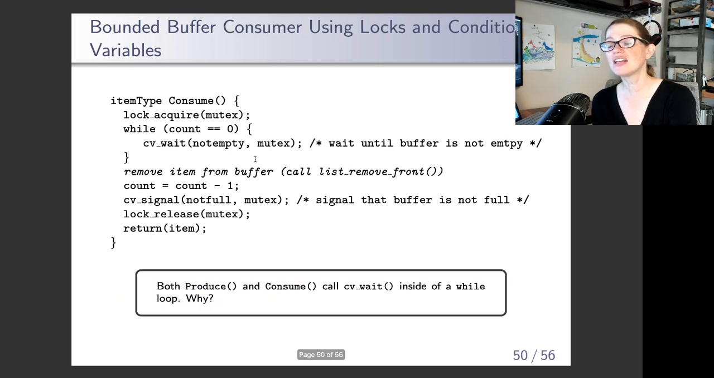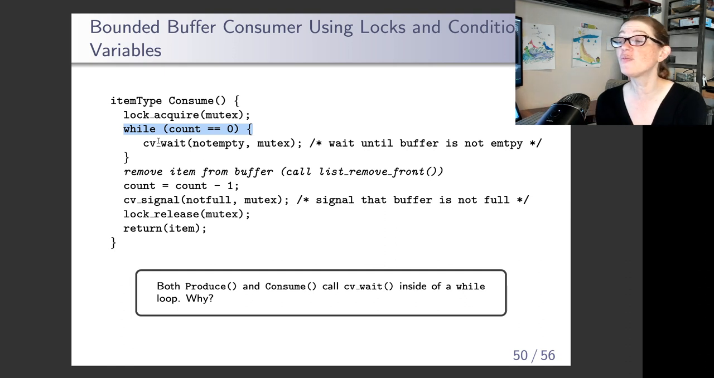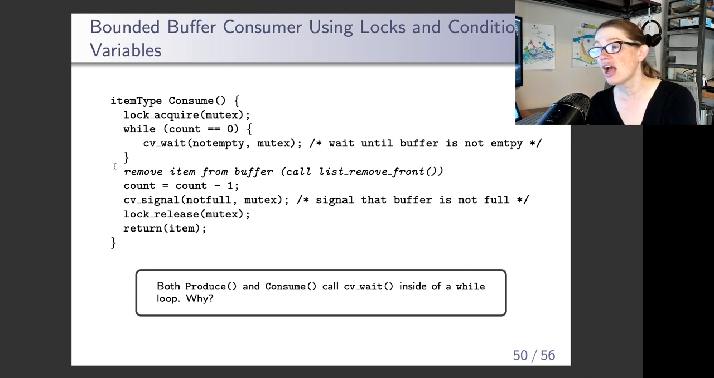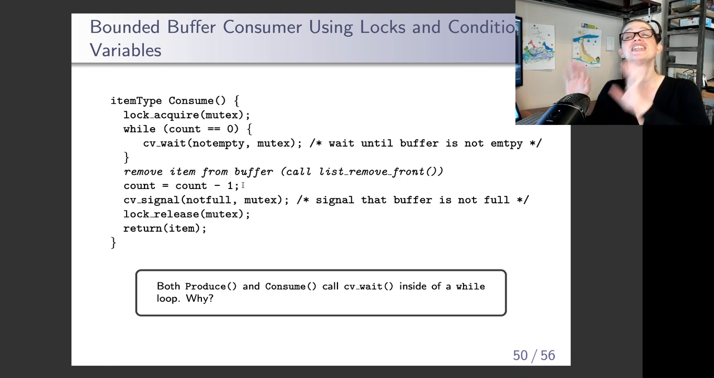And similarly, consume acquires the lock. It's going to check the condition: is the count equal to zero? If the count is zero, there are no items, so I wait for the buffer to be not empty. Once the buffer is not empty, I remove the item from the buffer. I decrement the counter, but by decrementing the counter, now I've changed the condition for the producer. So I call signal on not full because the buffer is no longer full, and I release the lock.